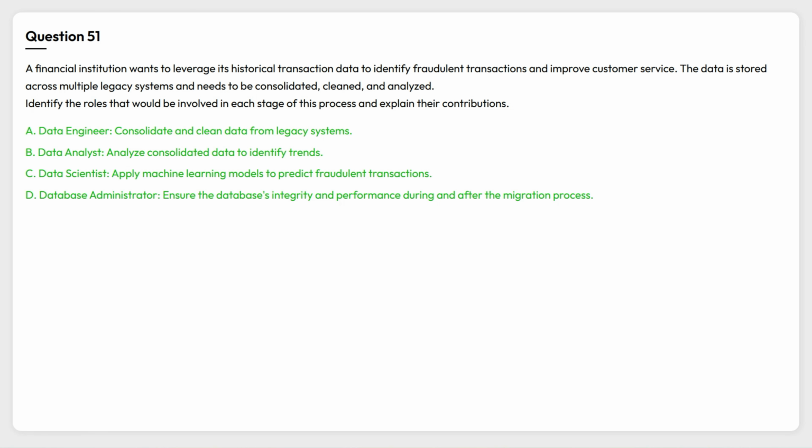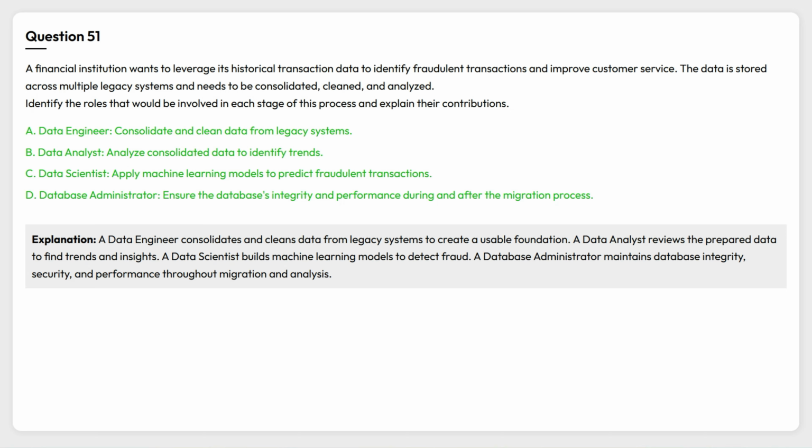The correct answers are Option A. Data engineer. Consolidate and clean data from legacy systems. Option B. Data analyst. Analyze consolidated data to identify trends. Option C. Data scientist. Apply machine learning models to predict fraudulent transactions. Option D. Database administrator. Ensure the database integrity and performance during and after the migration process.